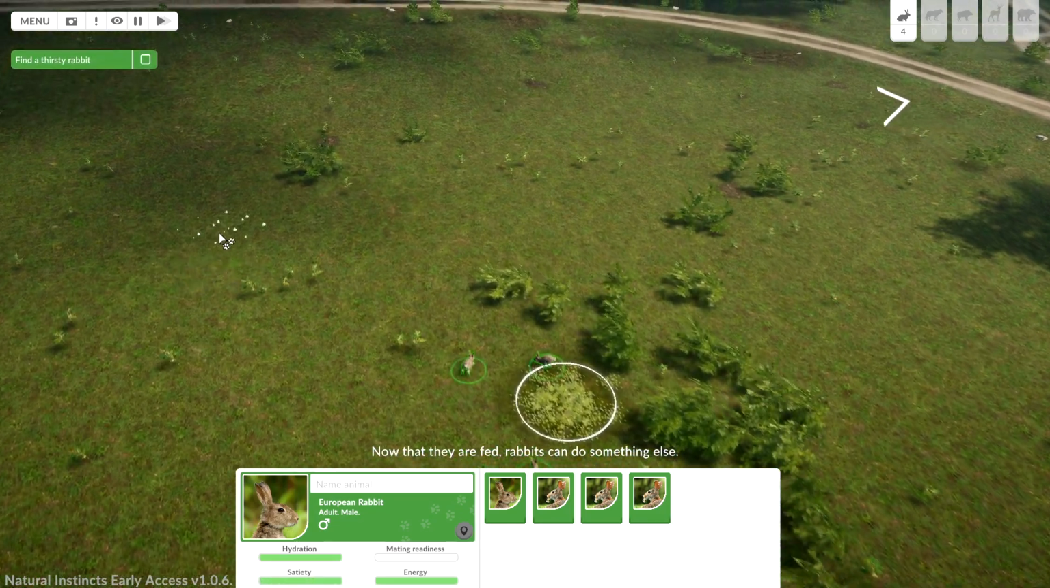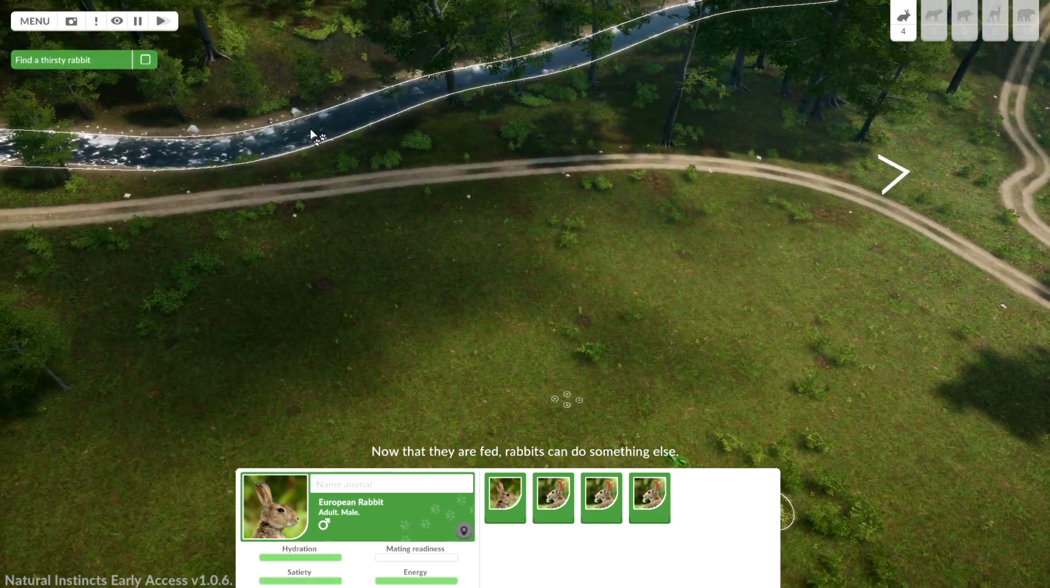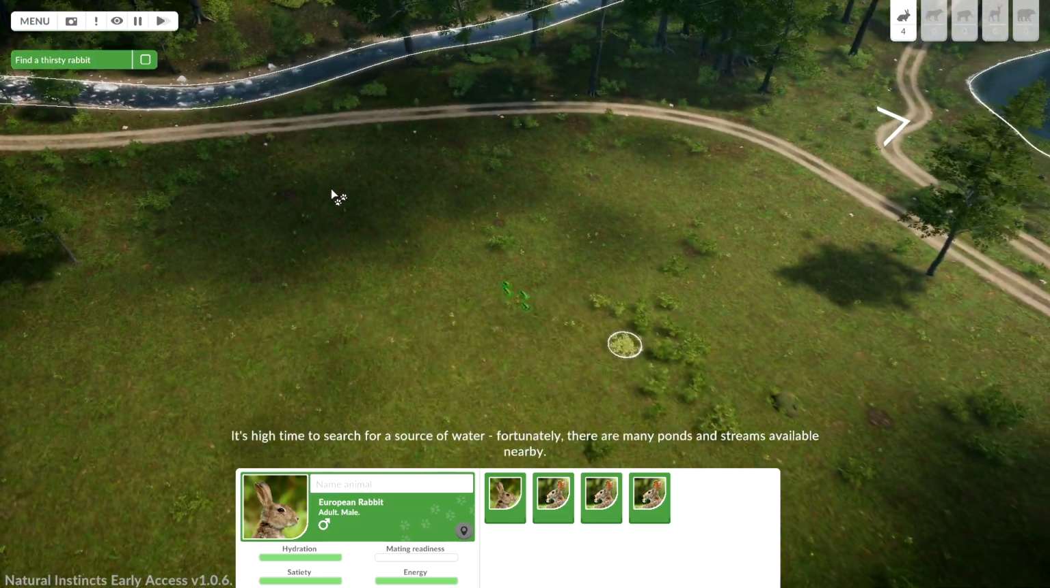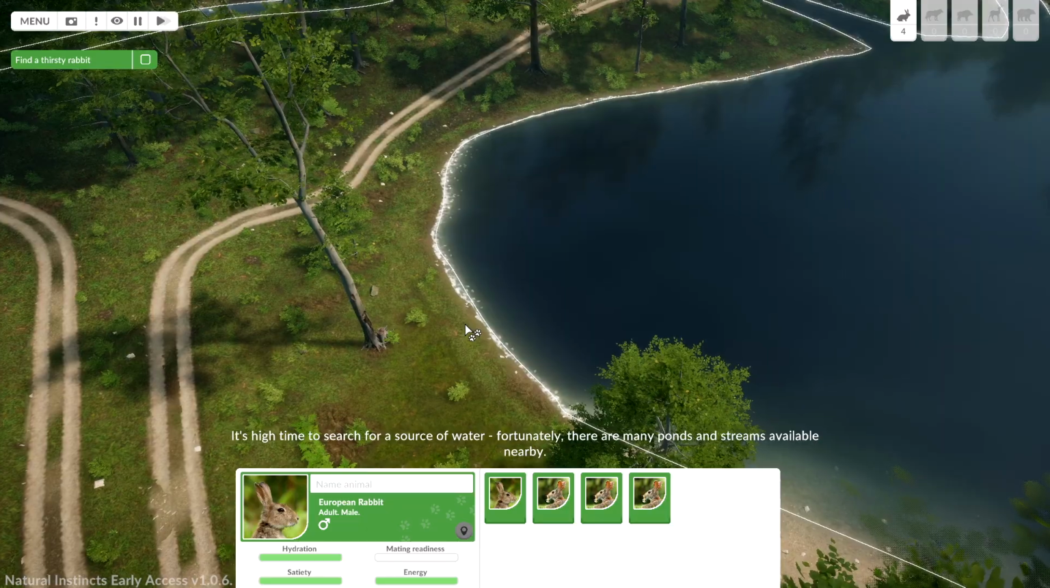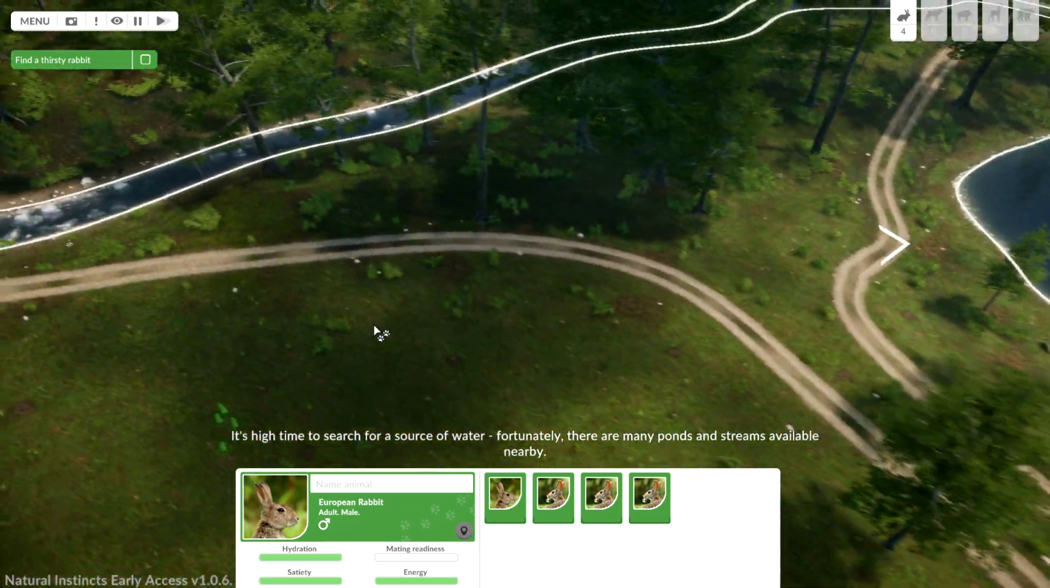Now that they are fed, rabbits can do something else. It's high time to search for a source of water. Fortunately, there are many ponds and streams available nearby.